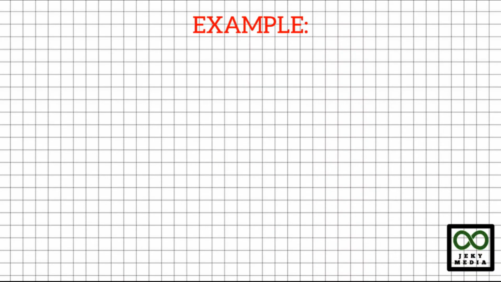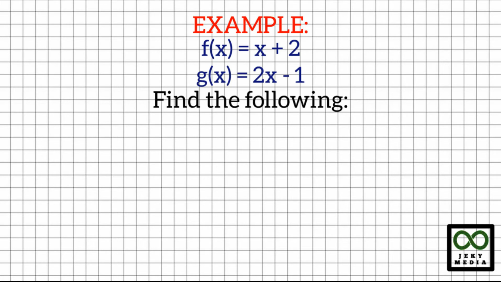Now, let's have an example. Suppose we have two functions. Function f is equal to x plus 2. Function g is equal to 2x minus 1. Find the following. Number 1, the sum of functions f and g.